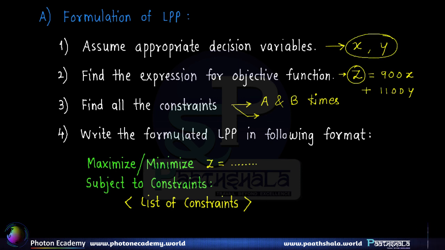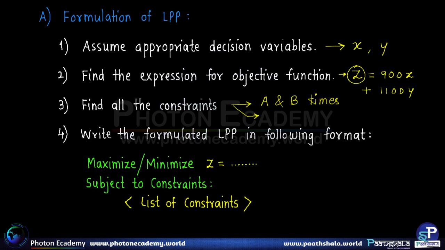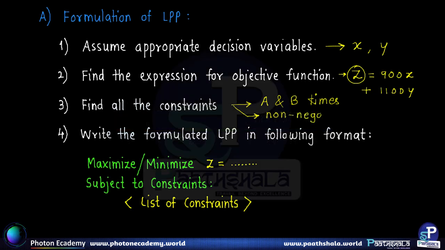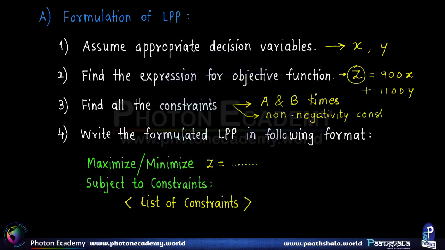Although x and y are variables, they cannot take any values. Since they represent physical objects, the count of physical objects, they must be non-negative. So this is a very important type of constraint which is never mentioned as such, because we have to identify it on our own. That is called the non-negativity constraint. So x and y cannot be negative because they represent the number of physical objects. That means x is always greater than or equal to 0, and y is also always greater than or equal to 0.